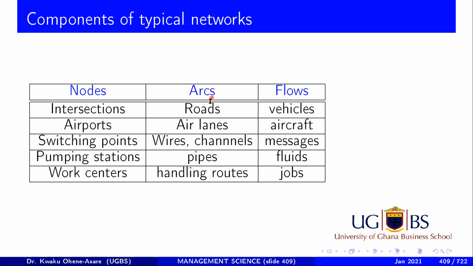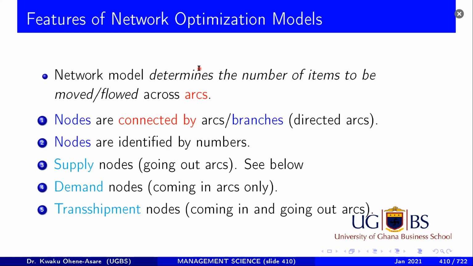The constraints are denoted by the nodes. So the nodes represent the constraints, and the arcs represent the decision variables. You're going to love this. Okay, let's start looking at some of these principles.